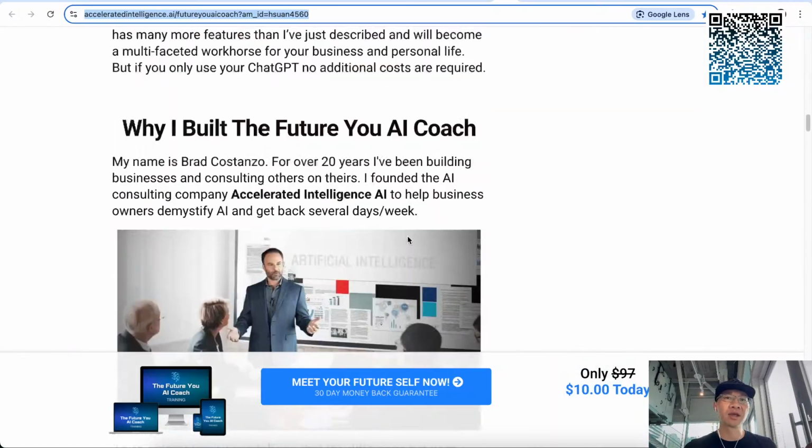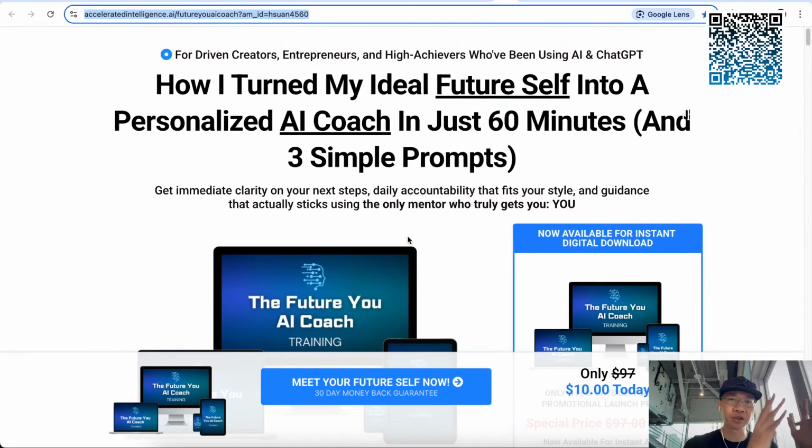And what this thing does is, okay, you're gonna use ChatGPT. You're gonna work and develop a future self, but you're gonna have this future self that is a personalized AI coach that you can communicate with every single day. So if you're looking to get clarity on your next steps, if you need daily accountability that fits your style, and guidance that actually sticks, using the only mentor that truly gets you, it's you, okay?